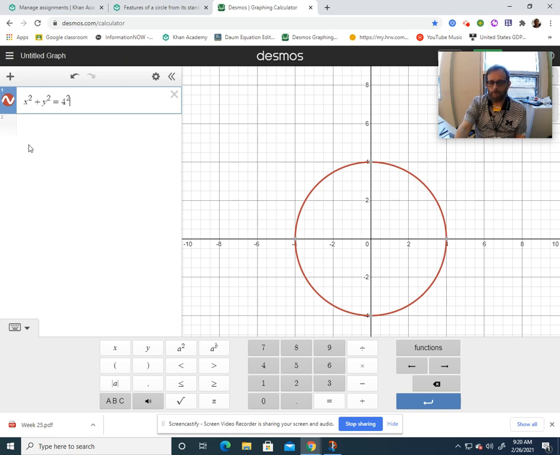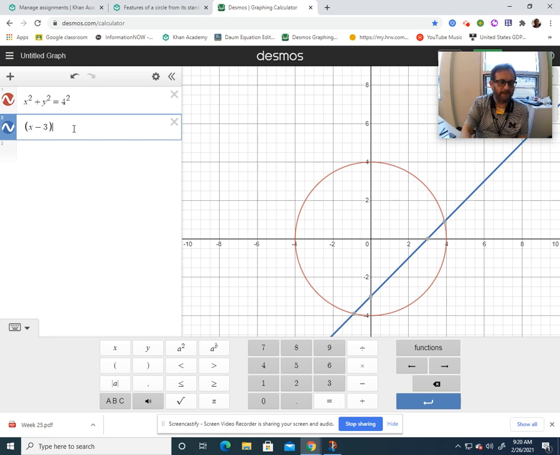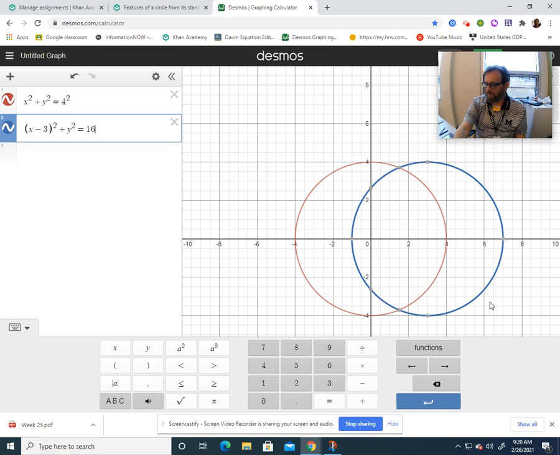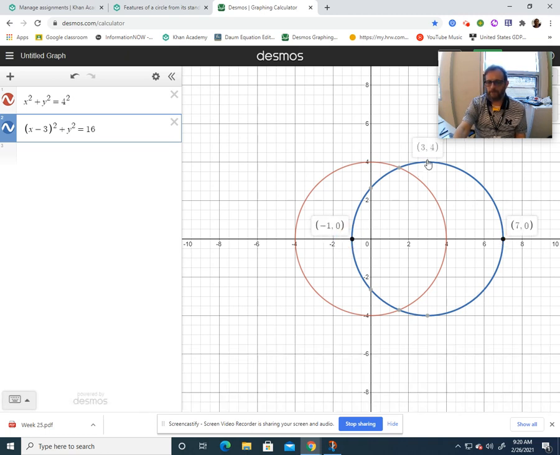So I want to show you how I can move this circle around. If I subtract 3 here, look what happened to the circle. It moved 3 units to the right. The new center is at (3, 0). It still has the same radius of 4, but I've moved it to the right.